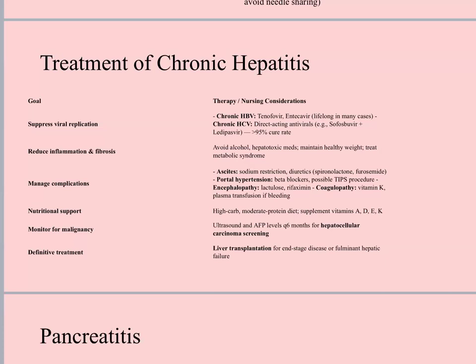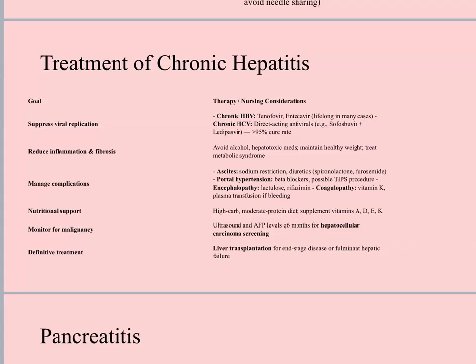Let's see. They need to be eating a high carb, moderate protein diet. We don't want them eating too much protein because ammonia can be a byproduct of that. So we don't want them to be ingesting things that would be putting a lot of stress on the liver to digest. And supplement vitamins A, D, E, and K.